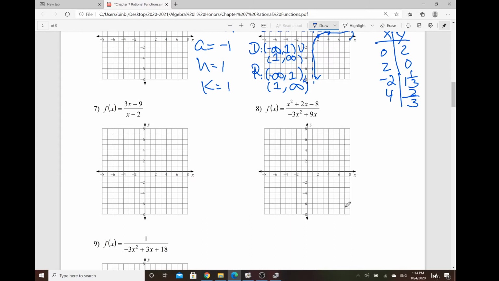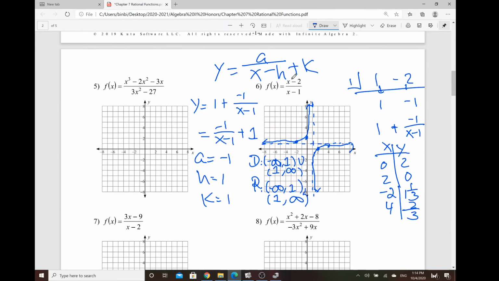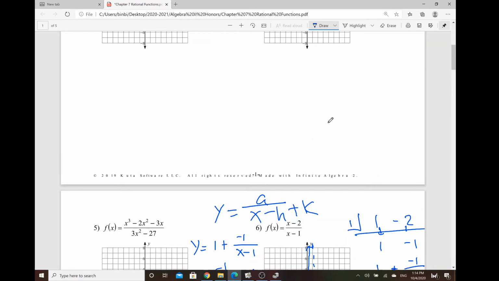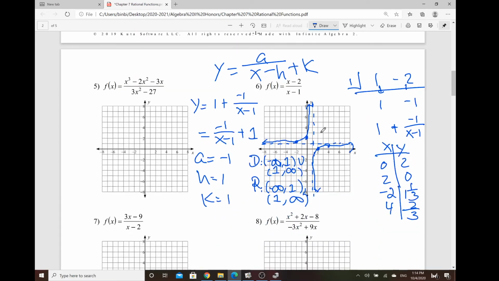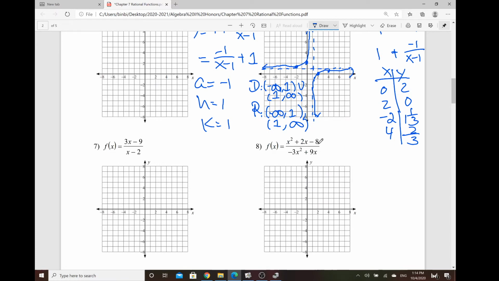Now, what happens if the structure gets a little bit complicated? How do we deal with things such as number 8? As you can see, in the previous one the power on top and bottom was always 1. The power here is 1, and the power here is what? 0. Well, what happens if we see a quadratic expression on top and on the bottom? How do we deal with rational functions like this?